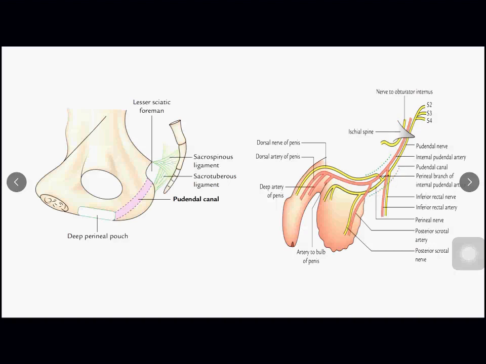It will be entering into the pudendal canal, and in the pudendal canal, after giving the inferior rectal nerve, it will be dividing into two branches. You have the dorsal nerve of penis, and you have the perineal nerve. So these two branches are given off in the pudendal canal. Which two branches are given off in the pudendal canal? They may ask: dorsal nerve of penis and perineal nerve. This perineal nerve in turn will be dividing into a posterior scrotal nerve and a muscular branch of the perineal nerve, later on. In the pudendal canal, you should remember this division: after giving the inferior rectal nerve, it is dividing into the dorsal nerve of penis and the perineal nerve.